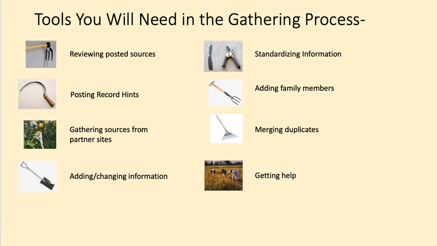If you're going to engage in the gathering process, there are some tools that you'll need to be able to use. You need to be able to review posted sources. It's amazing how many times people add sources to a person page but don't use the information found in the sources. For instance, there are marriage documents and there are parents listed in the marriage document, but people don't add the parents from that marriage source. They just add the date of the marriage.